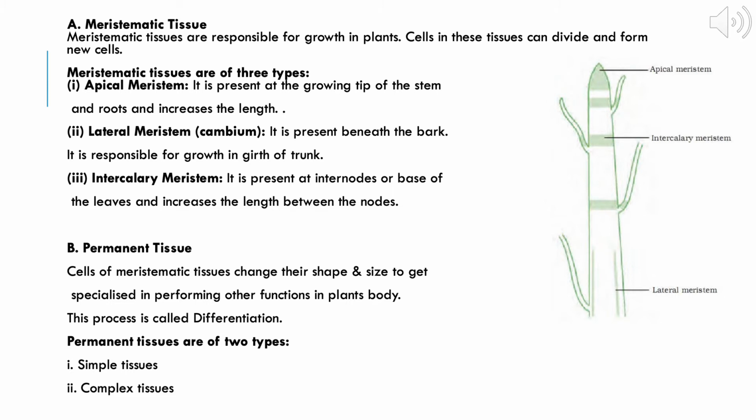Now coming to the permanent tissue. In permanent tissue, the cells of meristematic tissues differentiate to form different types of permanent tissue, and this process is called differentiation. It means the cells of meristematic tissue change their shape and size to get a permanent structure and a permanent function, and this process is called differentiation. And this permanent tissue is again divided into two types, that is simple tissue and complex tissue.